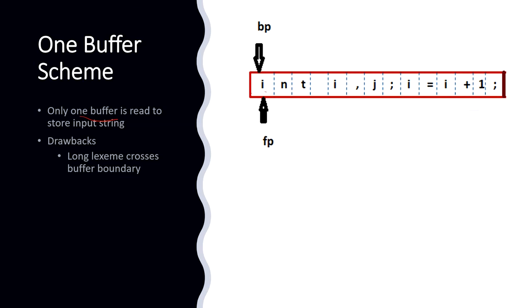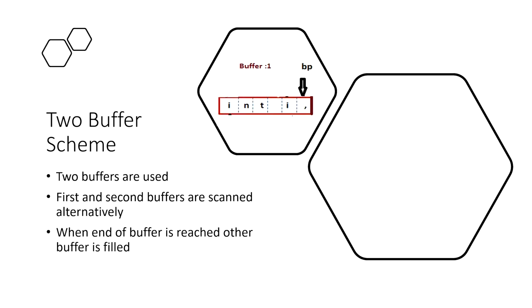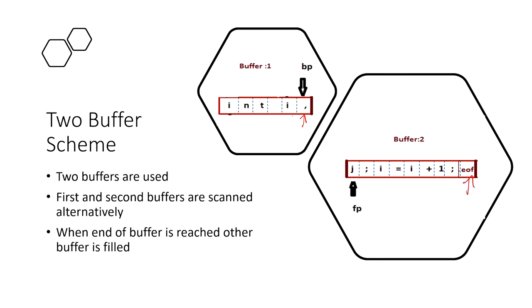Next we go to the two buffer scheme. Here two buffers are used. The first and second buffers are scanned alternately. When the end of a buffer is reached, the other buffer is filled. See, this is buffer 1. If buffer 1 reaches the end, then the next buffer 2 will be filled. When buffer 2 reaches the end, buffer 1 will be filled. So alternately, two buffers will be used for scanning the characters.